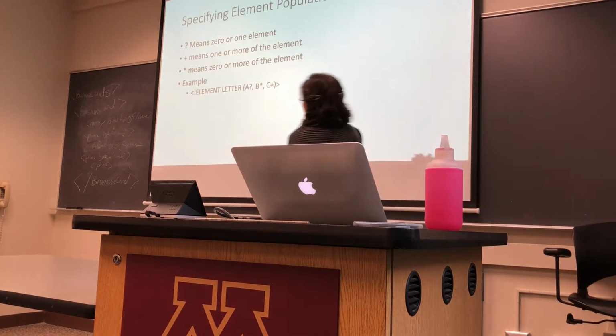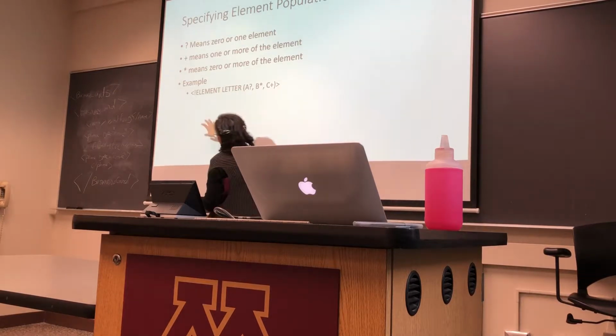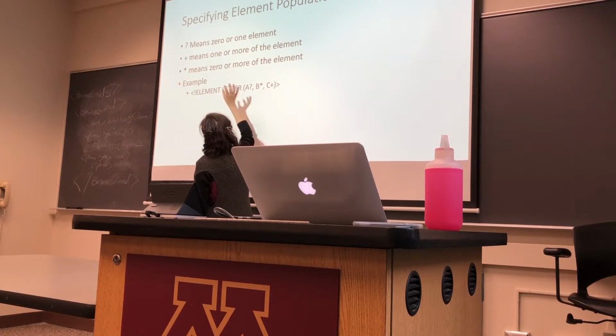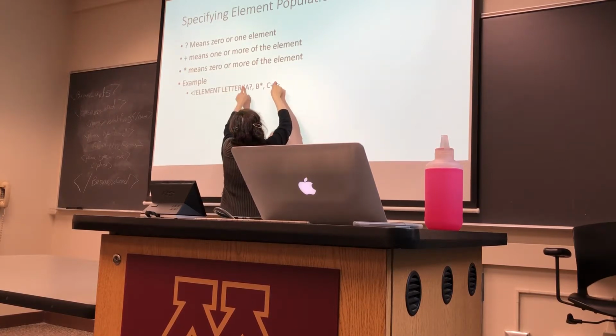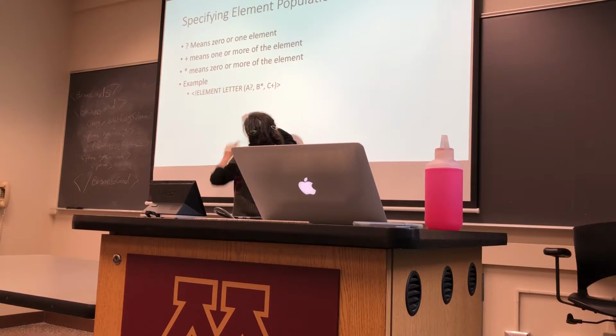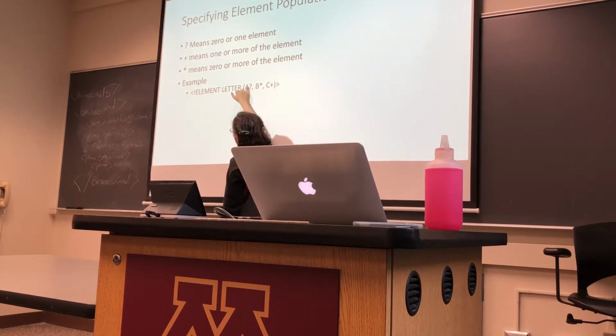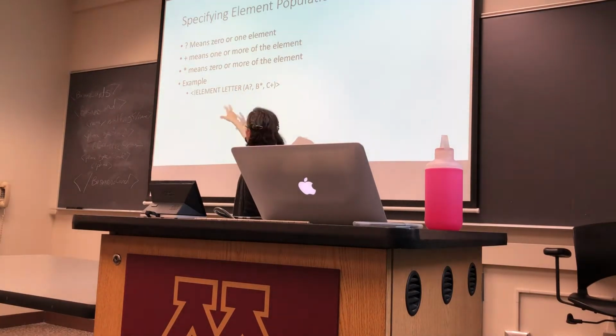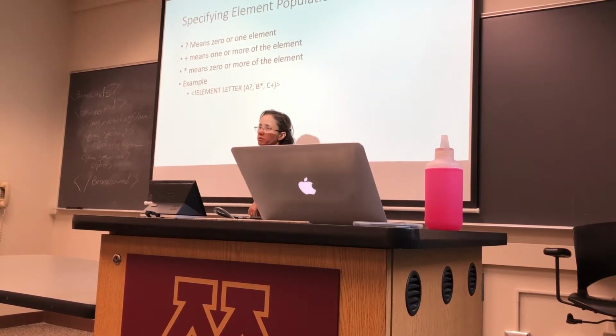So we use this keyword. We say that I have an element whose name is letter. Within those parentheses, let's forget about those special characters for a little bit. If you don't have those special characters, then you're saying that my letter element is composed of an element named A, an element named B, and an element named C, okay?